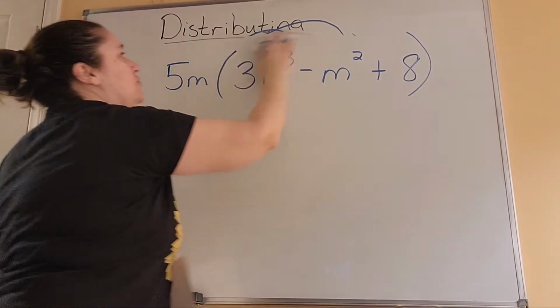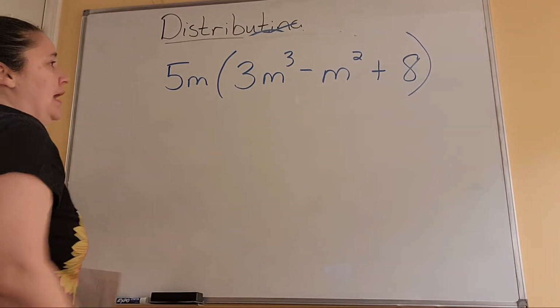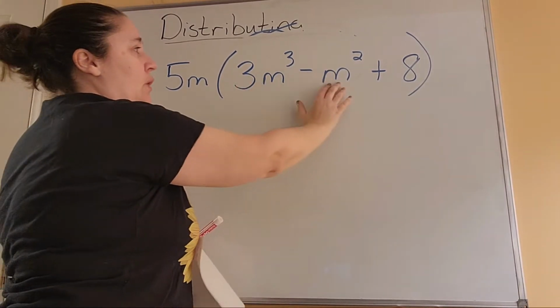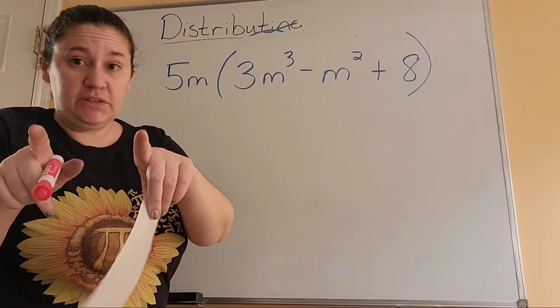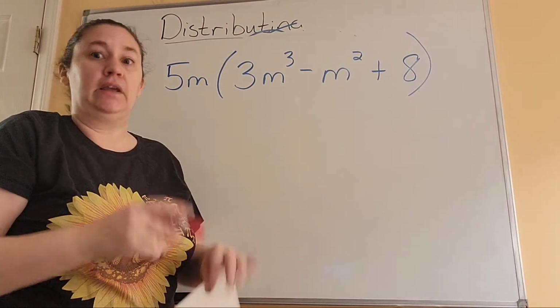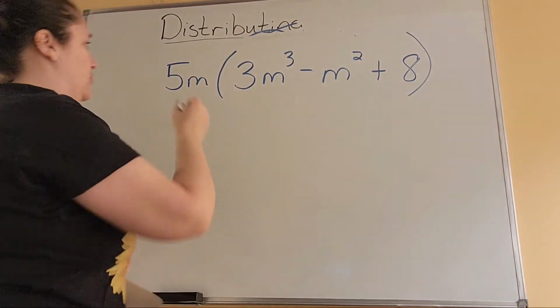All right, let's distribute that. So we're going to take the 5m and multiply it by each one of these terms. And again, if you can multiply in your head, that's fantastic. If you can't, then write something down. Let me show you what to write down.